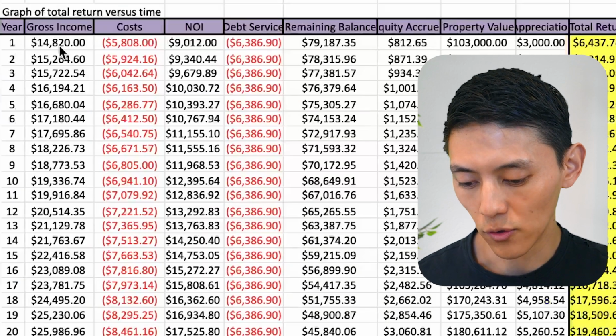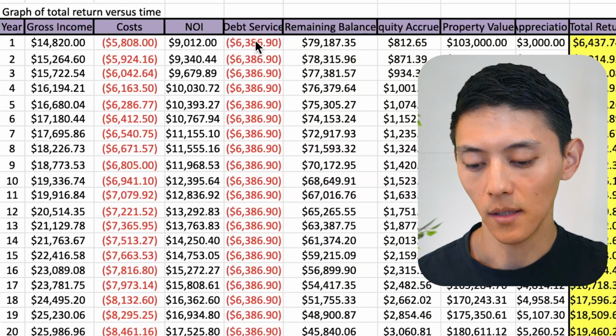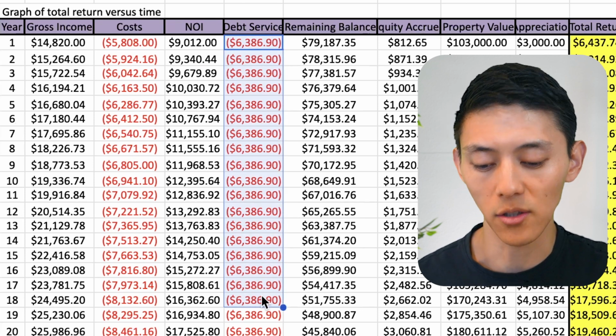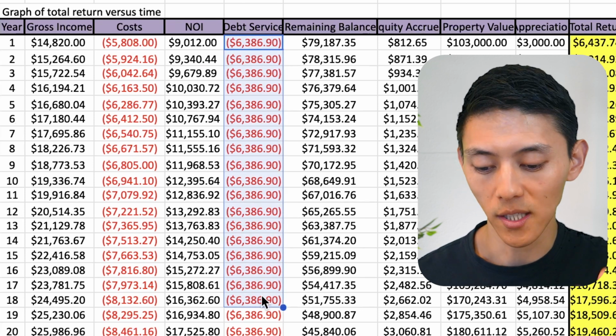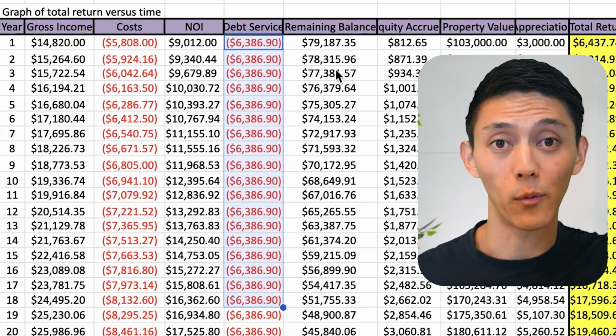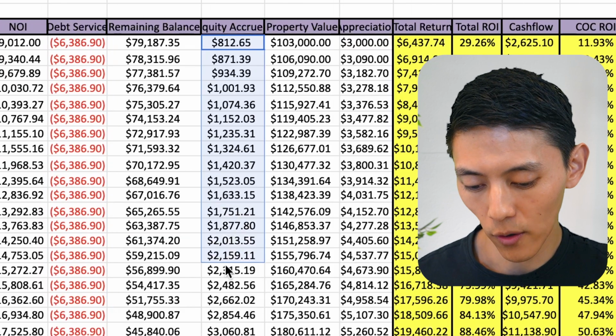You can see from year 1, your gross income, your total costs, your net operating income, which is this number minus this number. The debt service is how much you're paying to the bank. This is your total mortgage. And you notice that for 30 years, it doesn't change, because your mortgage is made out so that you're paying the same amount every month for 30 years. Just in the beginning, you're paying more interest, and in the future, you're paying more principal. So you can see that over the time, you're paying more and more of your debt off.